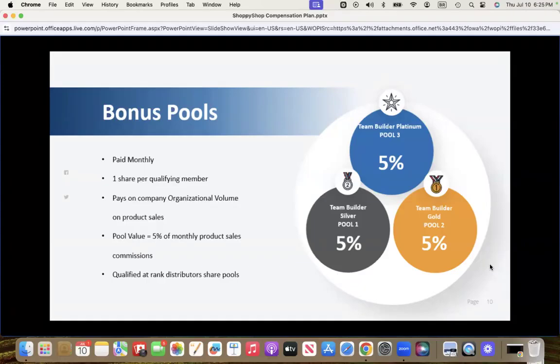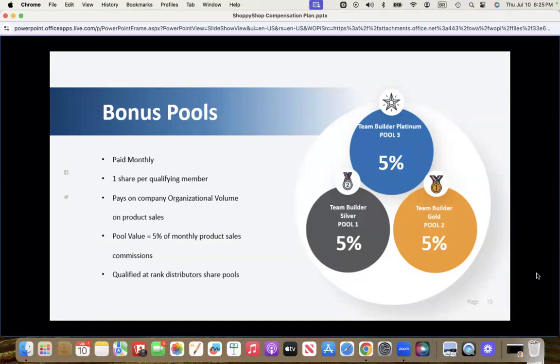And this is part of the comp plan explanation. If you haven't built a huge team before, you're probably thinking, all right, we're here at the bonuses, I'll probably never hit them because it's triple and quadruple diamonds. Not in this case. What we do is the bonus pool starts at the team builder silver level.